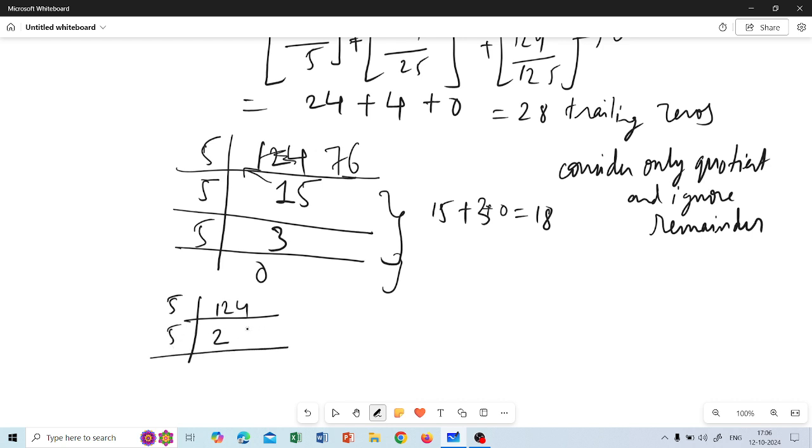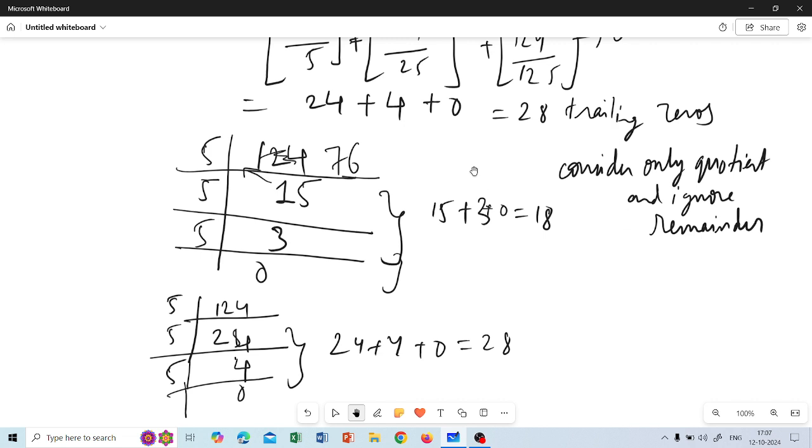5 2s are 10, and 2 is remainder, 24. 20, 5 4s are 20. So 4 is remainder, but we are ignoring that. Similarly, here if I take 5 4s are 20, 0 here again. So these three we have to add: 24 plus 4 plus 0 equal to 28. So I hope this method is clear.